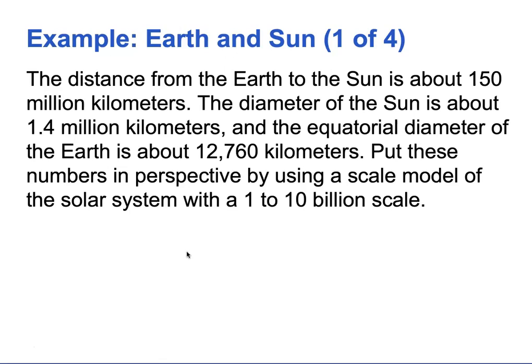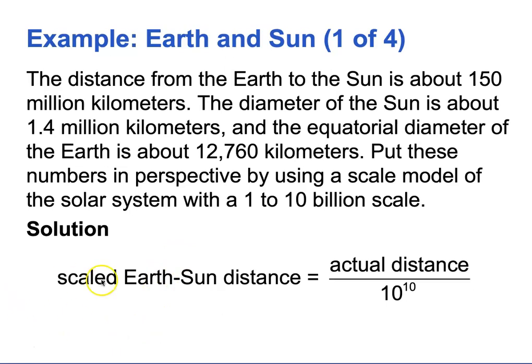Okay? If we were going to scale the Earth to Sun distance, you would do the actual distance divided by 10 to the 10th power, because that's a billions scale. So we would take this, because it said 150 million, and we would need to move the decimal in front of the 5, behind the 1. So the actual distance is 1.5 times 10 to the 8th, but we want to put it on the 1 to 10 billion scale, so we have to divide it by 10 to the 10th.